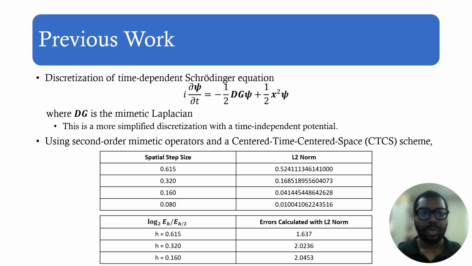So I wanted to look at previous work that was done using mimetic methods on a time-dependent Schrodinger equation. So here we have a simplified discretization of a Schrodinger equation with a time-independent potential. And using second-order mimetic operators and a center time, center space scheme, we observed that there was a second-order rate of convergence within our errors.